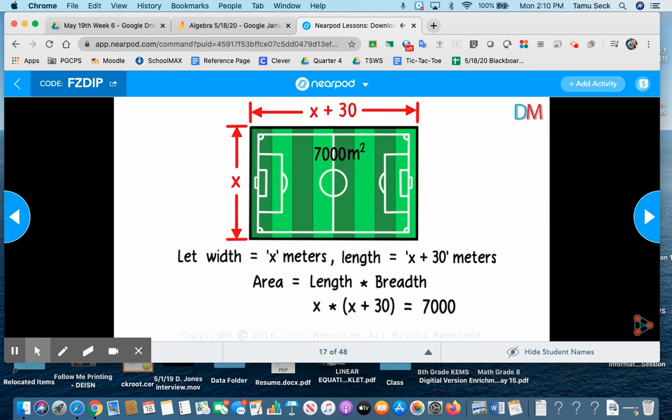Rewriting this will give us the quadratic equation as x squared plus 30x minus 7,000 equals 0. And this is nothing but a quadratic equation. But how will this give us the value of x? That's what we will learn in the coming videos.